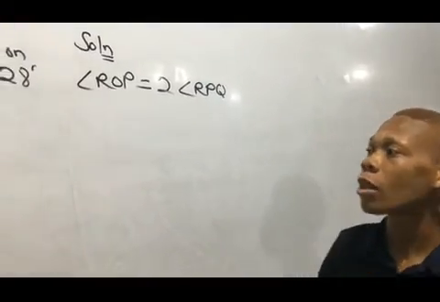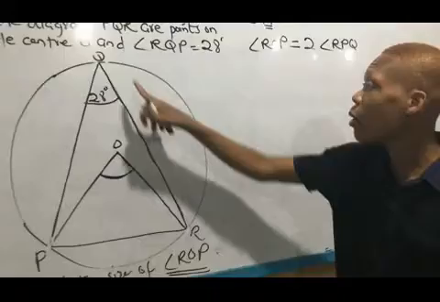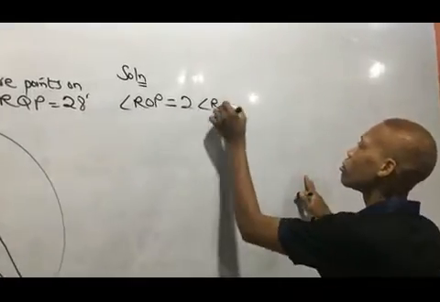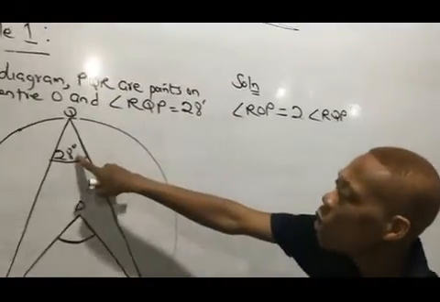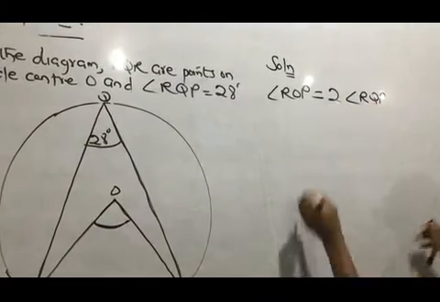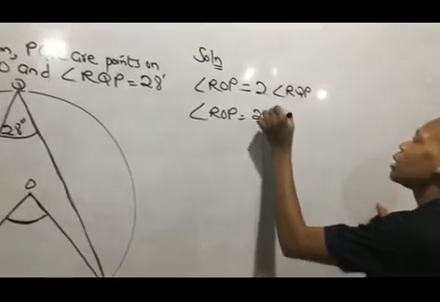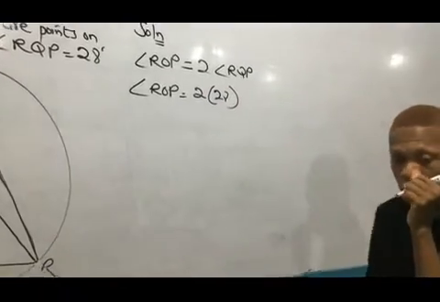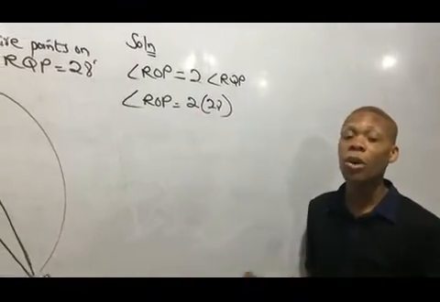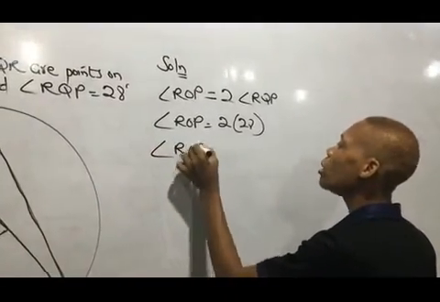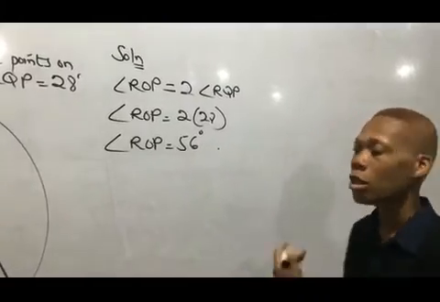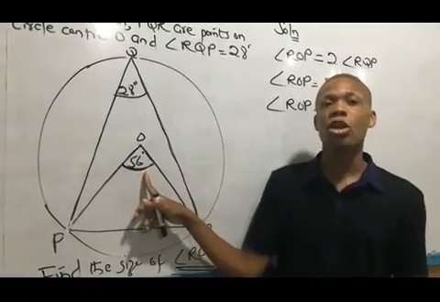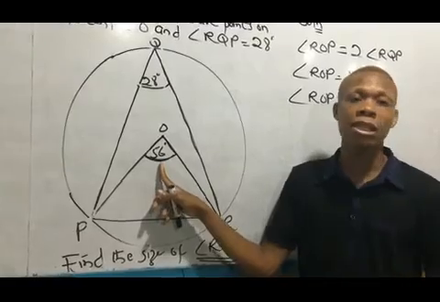So you realize that the angle at Q, angle RQP, has been given to us. This angle here, RQP, has been given to us as 28 degrees. So angle ROP is equal to twice 28. We punch this on our calculator and write down the answer. So angle ROP will be equal to 56 degrees. So this angle here is 56. The one at the center is twice, 2 times. When you multiply this 28 here by 2, it will give you the one at the center straight away.